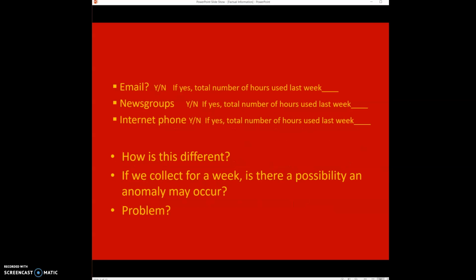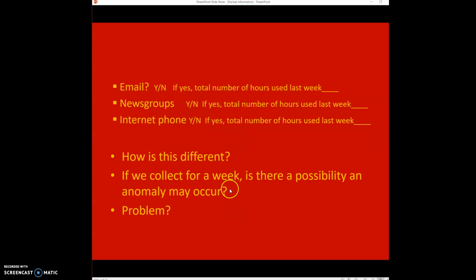So the way around that is to do something more like this, where we ask them the question, do you use email? Yes, no. And if yes, the total number of hours that you used it last week. People tend to be able to remember back about a week, and that's it. You're going to lose any level of accuracy beyond that. And then you ask the same question about news groups, and the same question about the internet or internet phone in terms of communication.